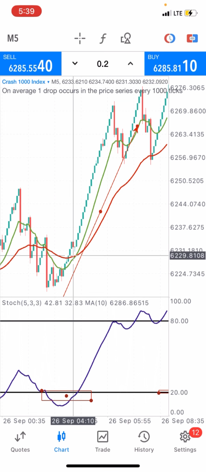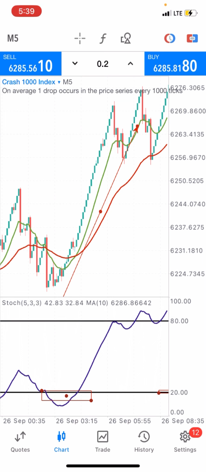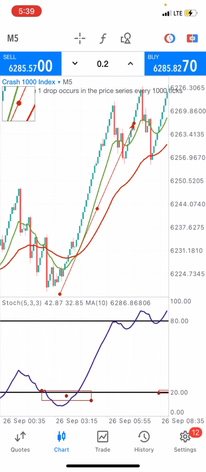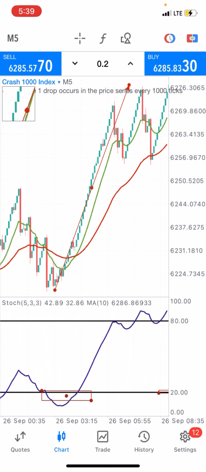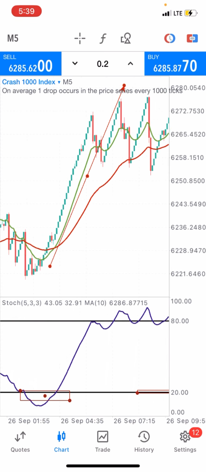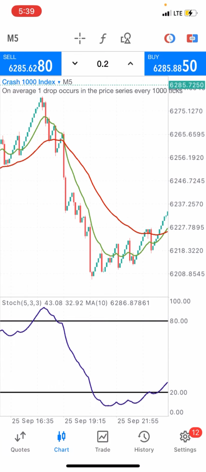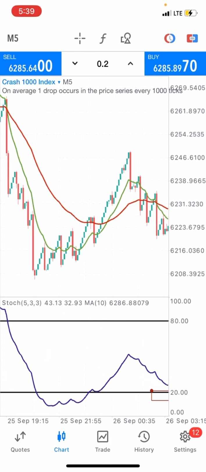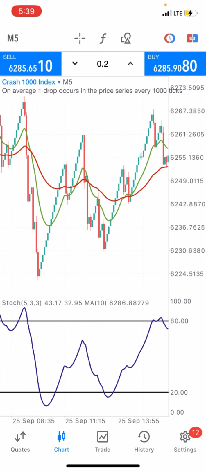So having seen this crossing, this would have been a perfect entry to catch all of these candlesticks, right? All the way from here to where it is right now. Guys, that would have been massive profit for anybody who caught that opportunity.